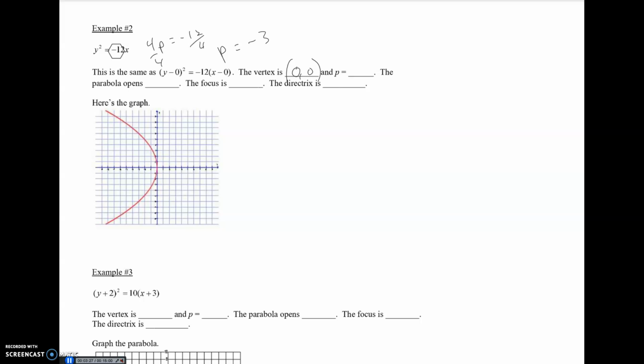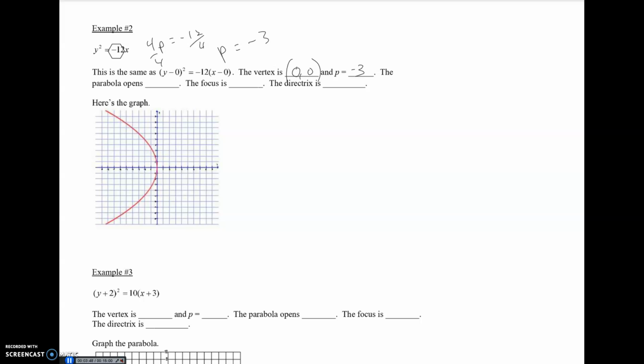Keeping in mind that you're going to have to come up with the graph, make sure that you understand where we're getting these things. So this is the same as that. The vertex is that, and p is -3. All right, here's what we're looking for now. We're looking to see if it opens up, down, left, or right. Yes, I know you're looking at the graph. Bear with me here.